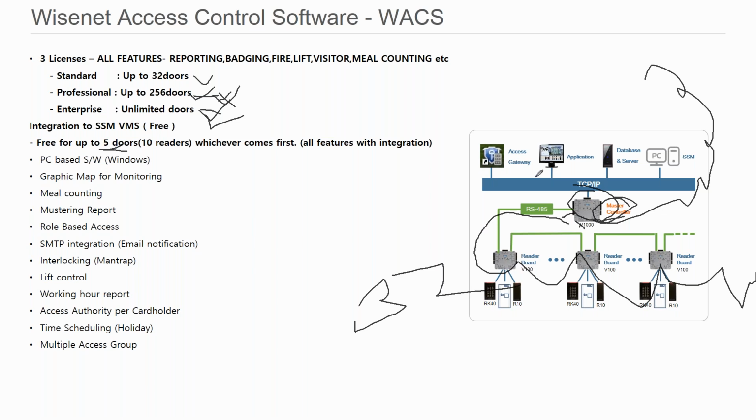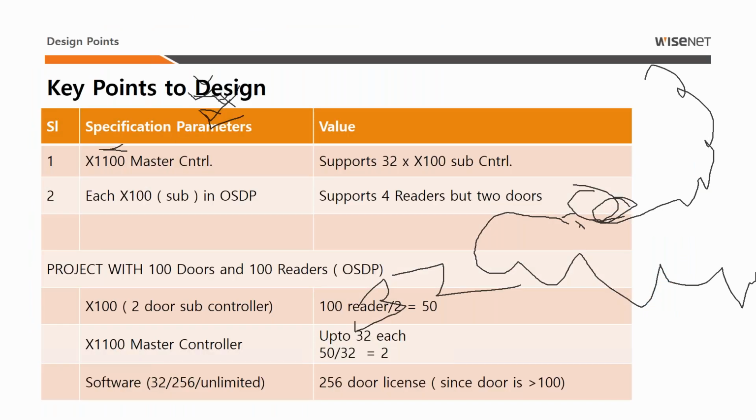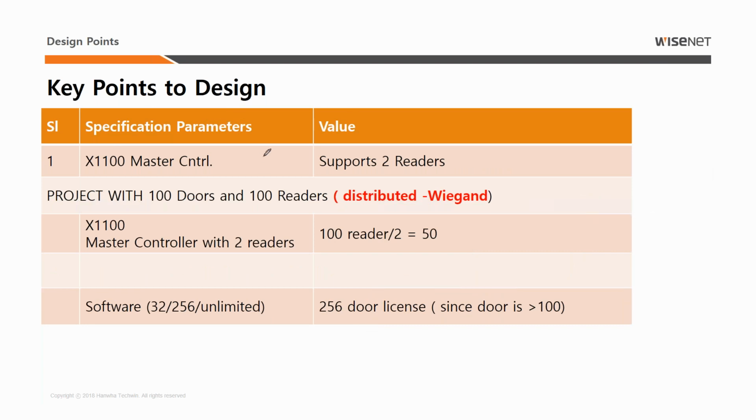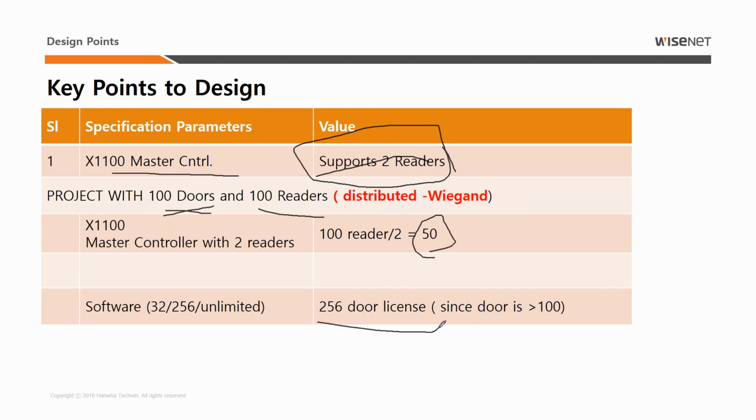Okay, so let's take the example again with distributed. So if you're using distributed design, you have 100 doors, 100 readers. Very simple. Directly you're going to connect to the master controller. Each master controller supports two readers. Okay. So 100 readers divided by two, 50 master controllers required. Since you have 100 doors, you buy a 256 door license. Okay. And then what else?